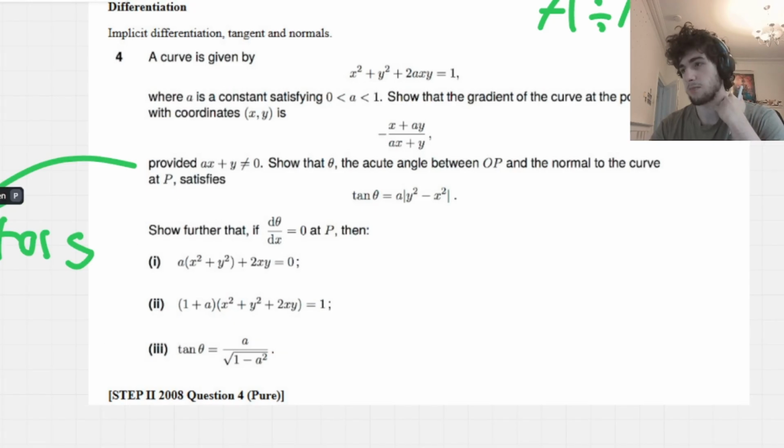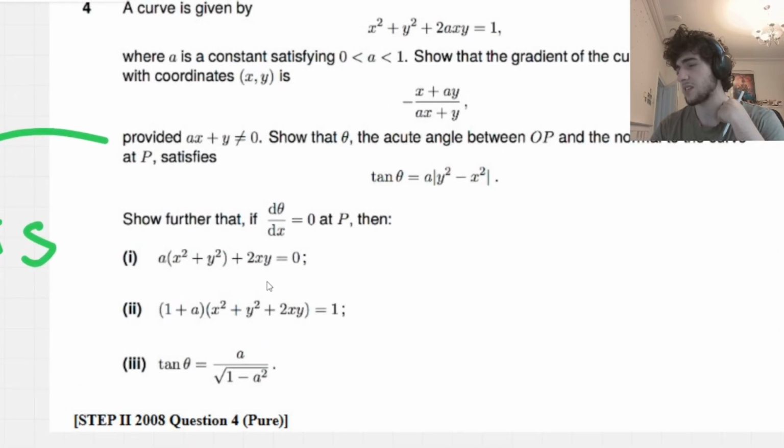So we need to connect the puzzle pieces here. We have lots of information that we already have up here, and we need to use it to prove things down here. So how exactly are we going to be able to do this? Well, one way we can do this effectively is by implicitly differentiating this equation here: tan theta is equal to a mod y squared minus x squared.